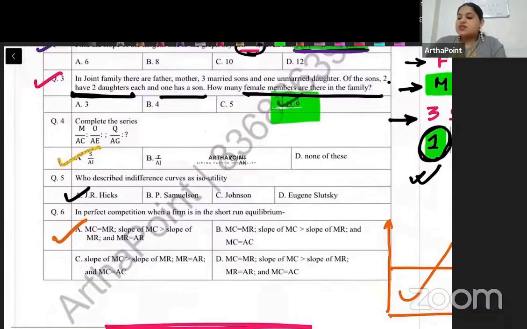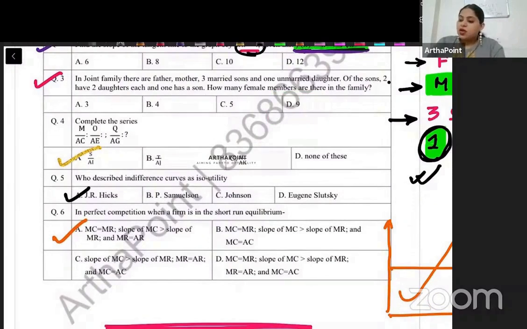You have to try and see this. It's very easy. Just have to find the number of females in the family. Okay, come to the next question.